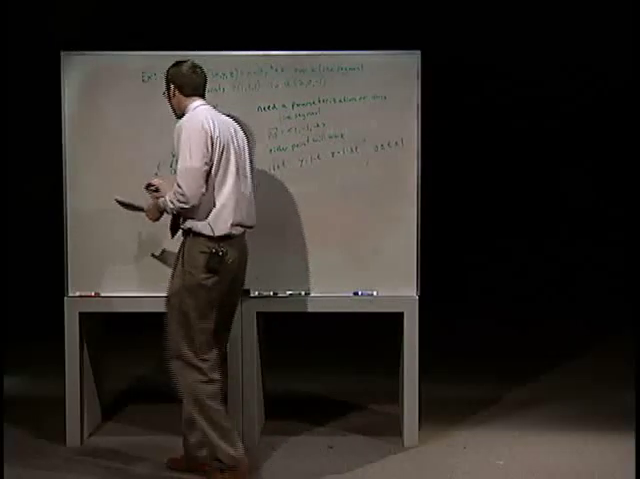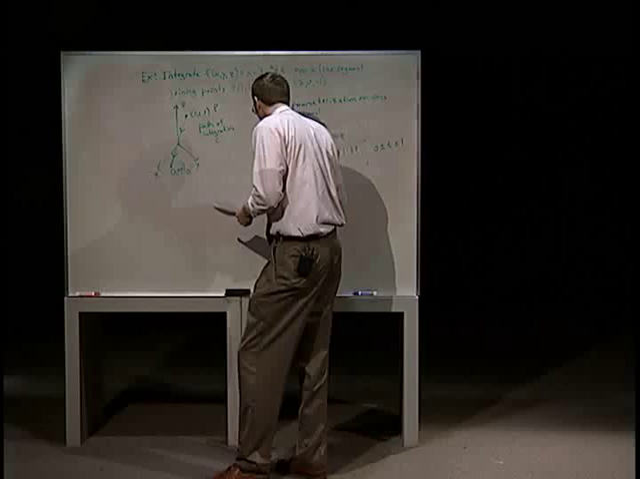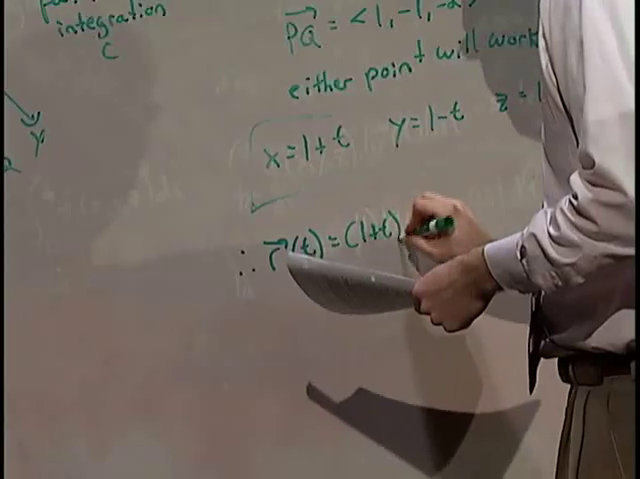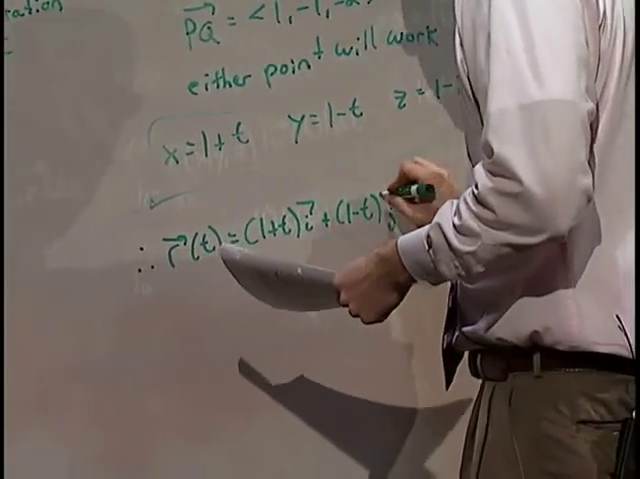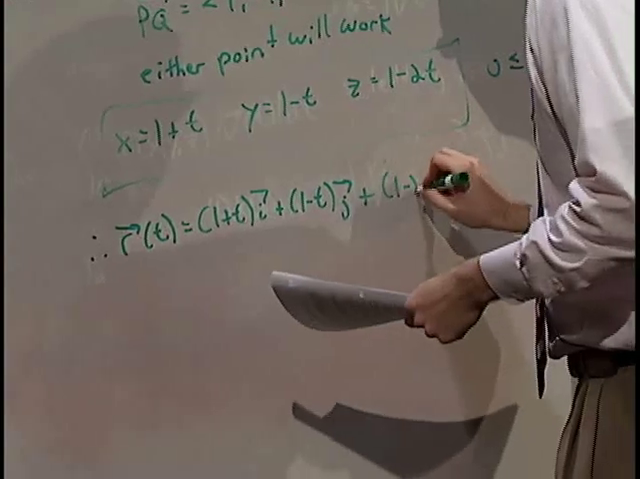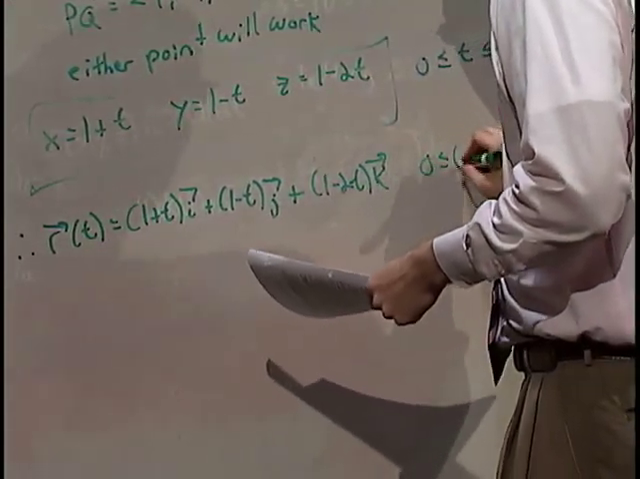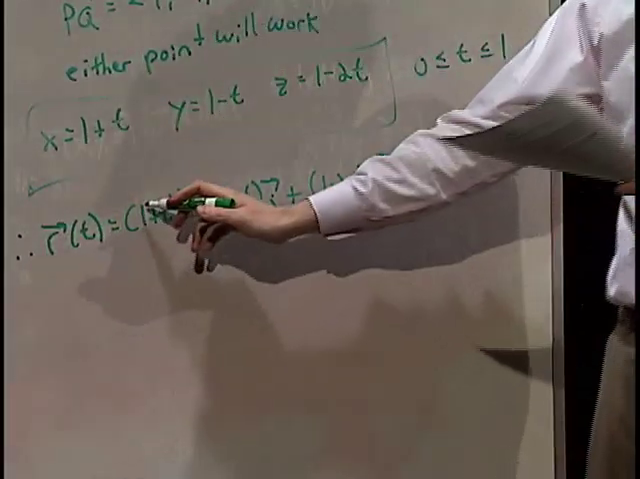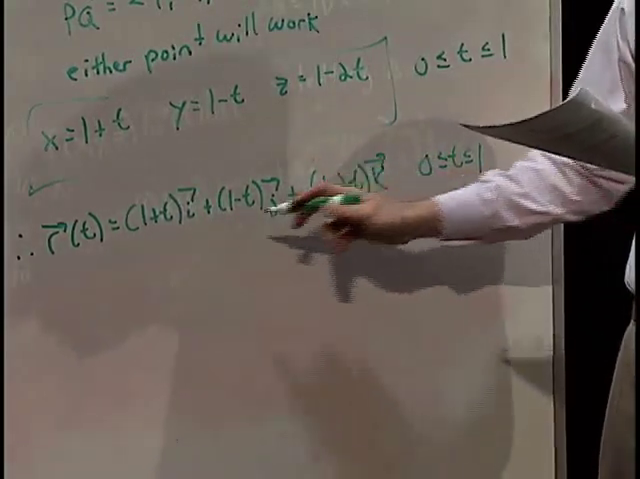So in other words, my curve r of t is (1 plus t)i plus (1 minus t)j plus (1 minus 2t)k, where t is between 0 and 1. So this is our path of integration here. This is our C. Okay?